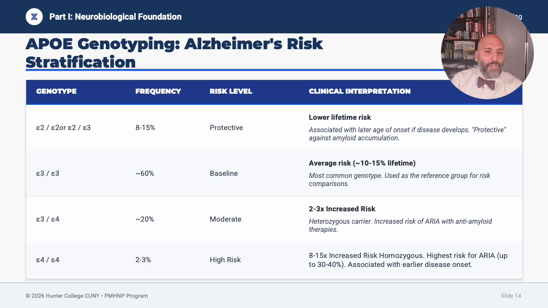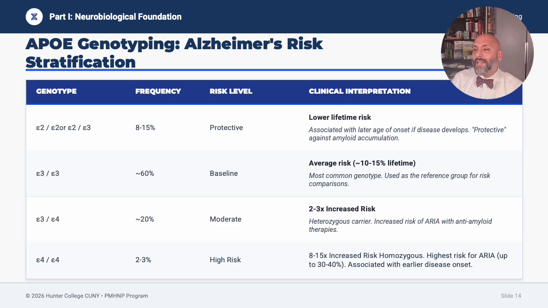Now, the versions do not mean someone will or will not get Alzheimer's disease. They simply change the probability. Now let's walk through this. So E2 is considered protective. People with at least one E2 copy tend to have a lower lifetime risk of Alzheimer's disease. If they do develop this disease, it's often later in life. So think of E2 as a protective factor, not immunity.